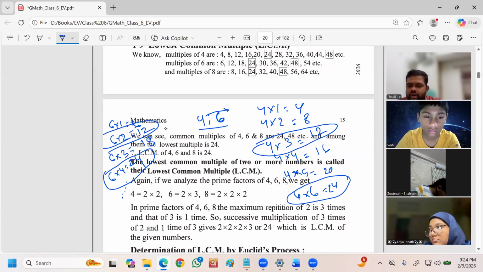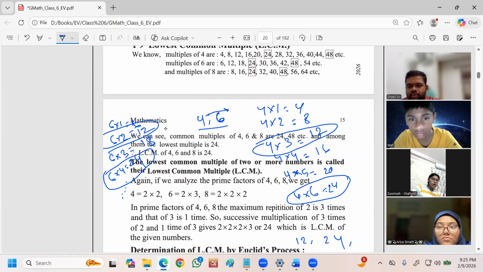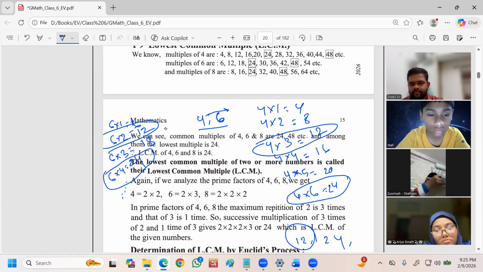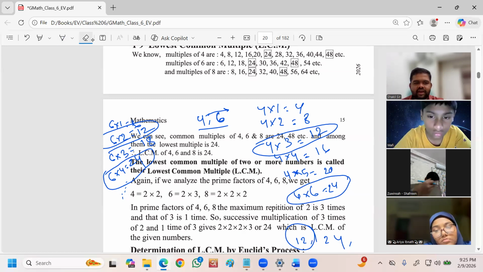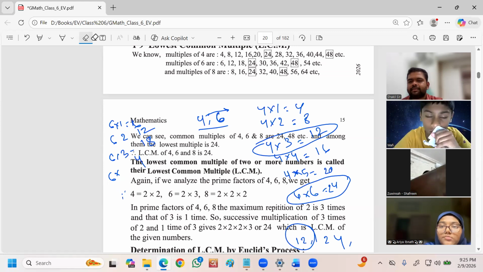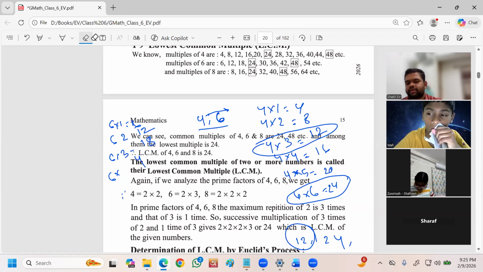So there are lots of common numbers like 12, 24, right? Which are divisible by 4 and 6, or which are the multiples of 4 and 6. Now, we have to take the smallest one as the LCM. So the LCM of 4 and 6 is 12. Did you get the idea of LCM? LCM is the lowest common multiple of two numbers.